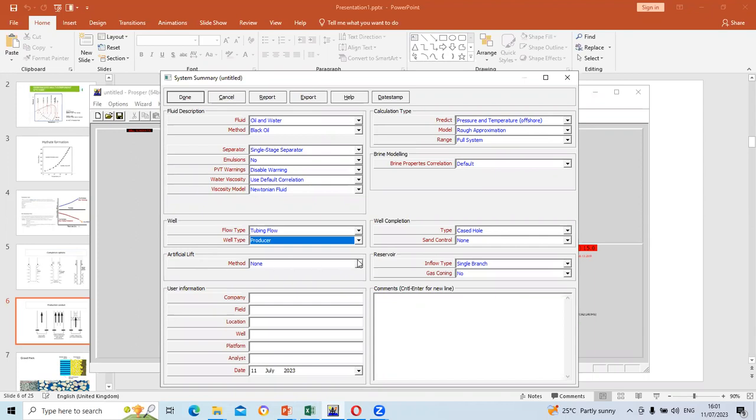So in that case, we may have an artificial lift. I talk of the sucker rod pump, the electrical submersible pump, and the gas lift.